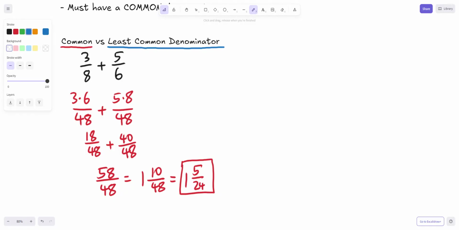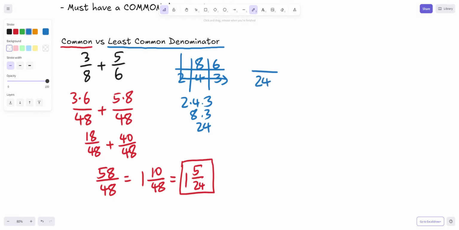So one way to find the least common denominator is using the ladder method. My denominators are 8 and 6. I find a common factor of 8 and 6, which is 2. 8 divided by 2 is 4. 6 divided by 2 is 3. 4 and 3 have no more common factors besides 1, so I just write a capital L like this. 2 times 4 times 3. That's 8 times 3, or 24. So I know my denominator is actually 24.